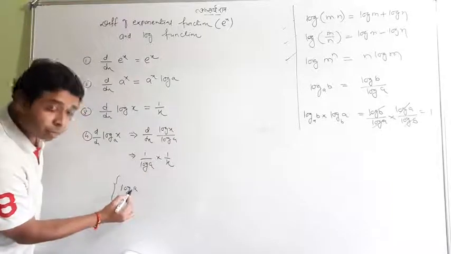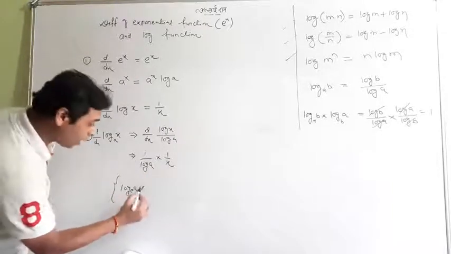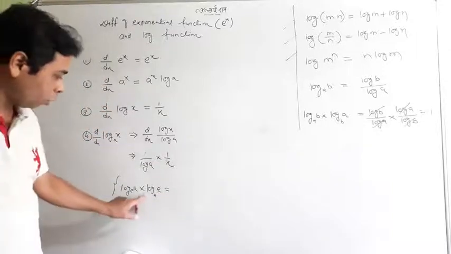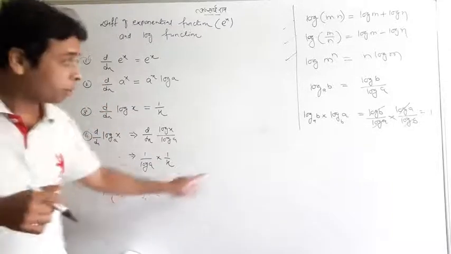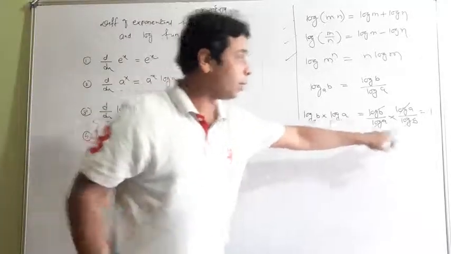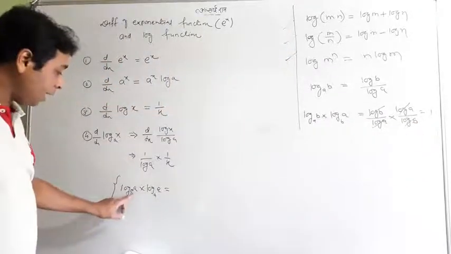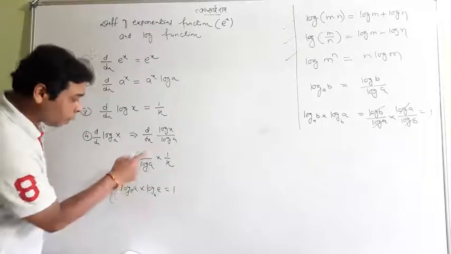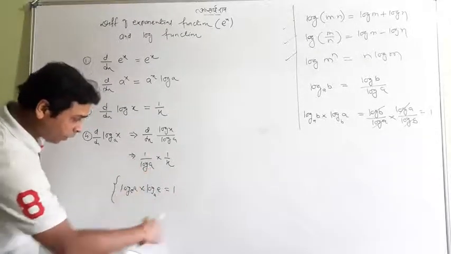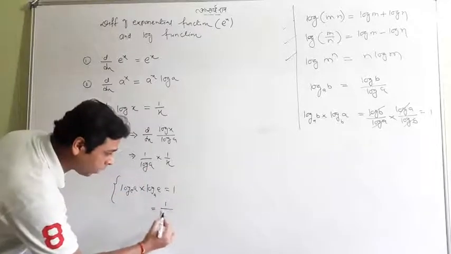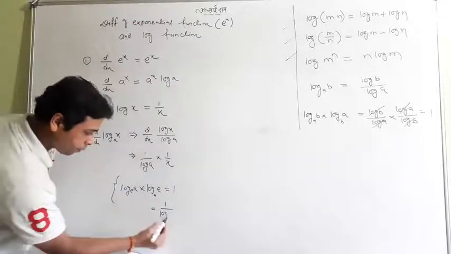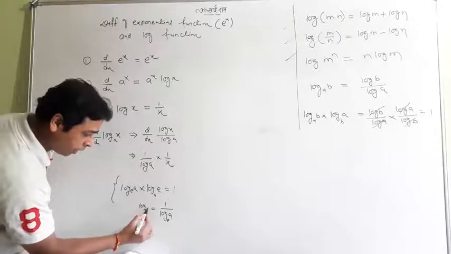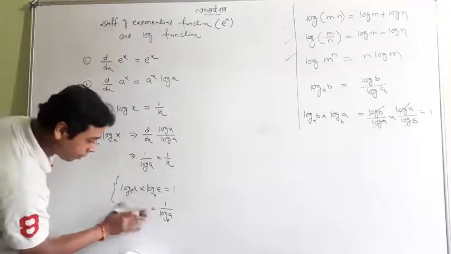What is the base here? It is e. I ask you one more question. What is its answer? Log_e A into log_A e. Log_A B into log_B A is equal to 1. So log_e A into log_A e is equal to 1. So what is 1 by log A? Can I write 1 by log A? I transfer here, and what is the answer being? Log_A e. I'm writing log_A e.